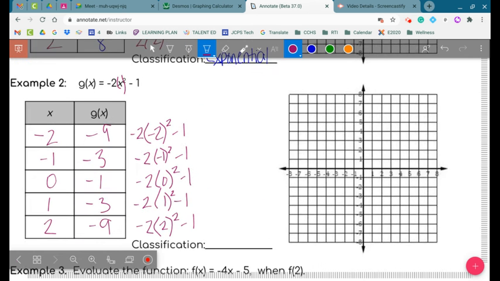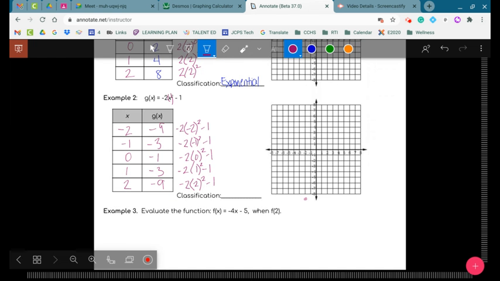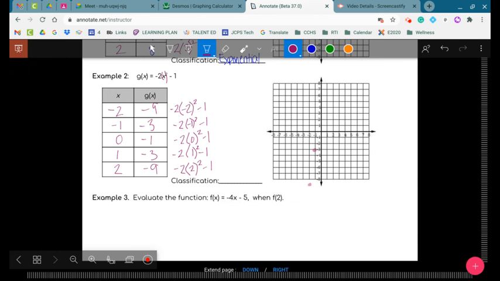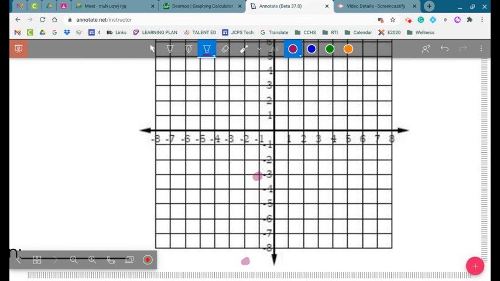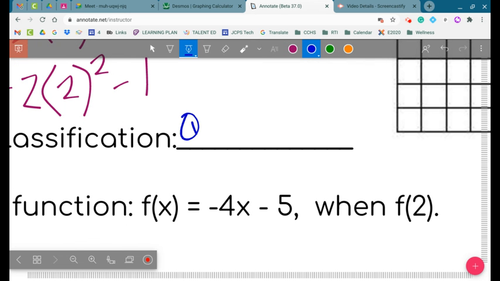So I'm going to graph these points. So -2, -9 is actually going to be off my graph just a little bit. -1, -3. 0, -1. 1, -3, and then 2, -9. So we can see this is an upside down U, which is okay. So this classification would be quadratic.